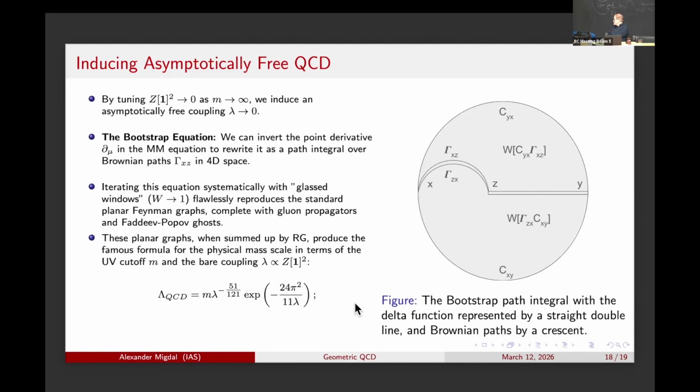By the way, what's the lambda to the negative 51 over 121? That's the two-loop beta function? Yes. Okay. But there's a whole... Oh, the rest is non-universal. The rest could be just redefined if you redefine the coupling constant.